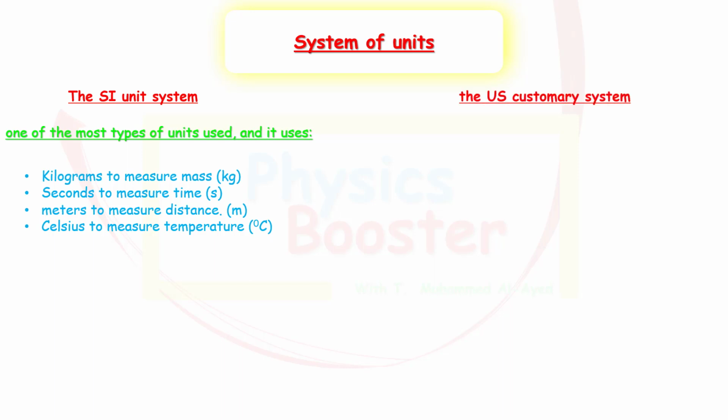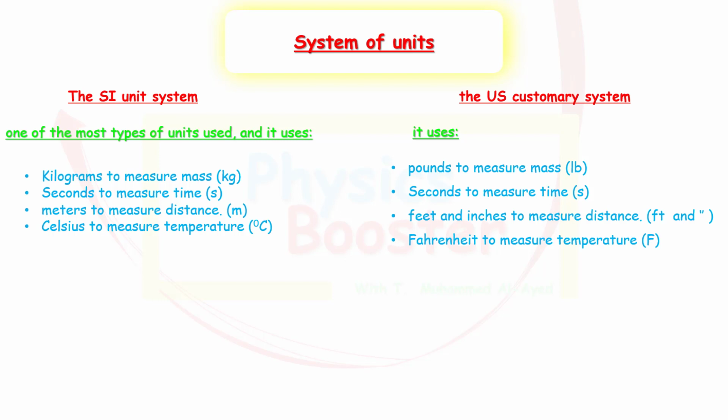Now, for example, we want to introduce another system of units which is called the US customary system. It uses something called pounds to measure mass, and it uses seconds to measure time. So it's similar to the SI unit system when we're talking about time. And it uses feet and inches to measure distance, and it uses Fahrenheit to measure temperature.